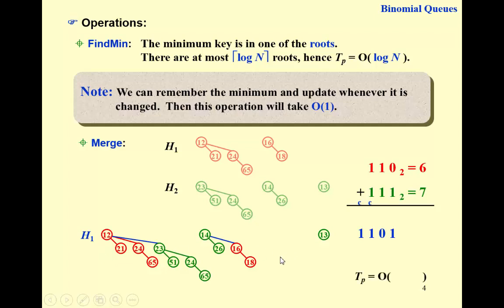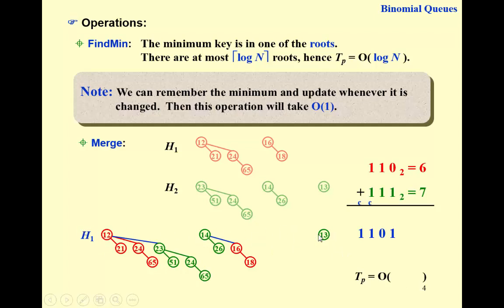So what is the time complexity of this merge? At each position, what we have done takes only a constant time, right? So it's big O of 1 at each position, and therefore the time complexity depends on the number of positions, the number of trees we have.